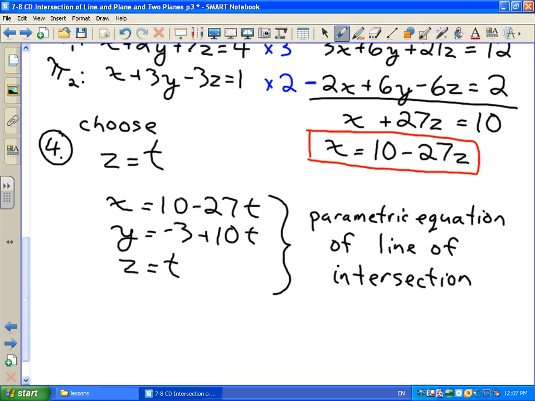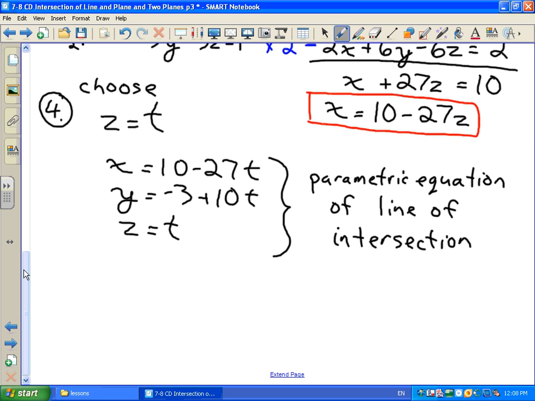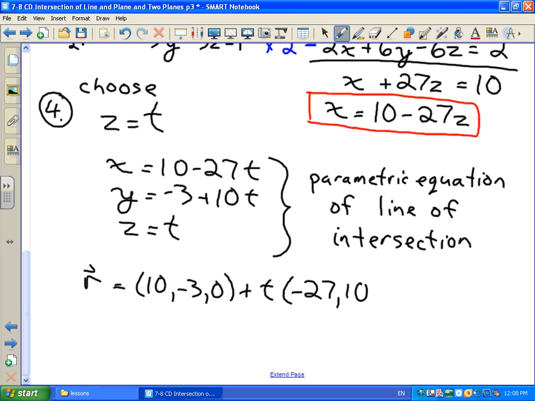Okay. And if you don't like the parametric equation, we could always put this into vector form. This would be (10, negative 3, 0) plus t times (negative 27, 10, 1). And that's our line of intersection.